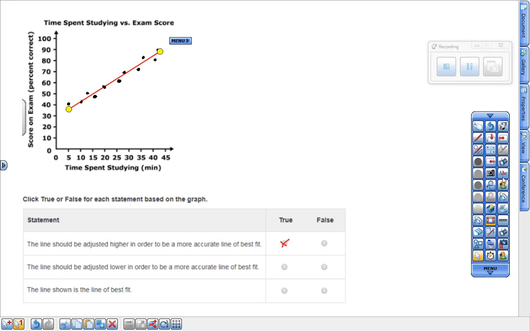It needs to be moved higher, which means these other ones are no good. That line starting off below is not the right fit. It needs to be adjusted higher to move it up.